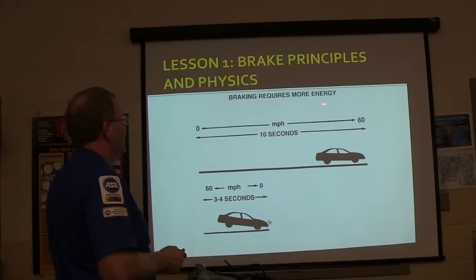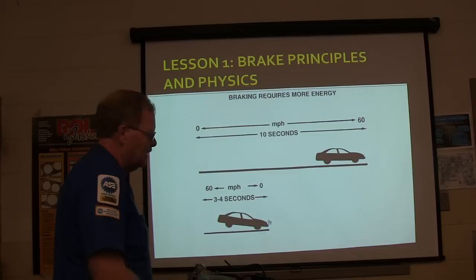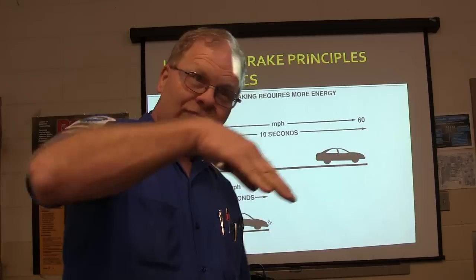So 0 to 60 miles an hour, you got 10 seconds there. In other words, let's say that on average, you're going to take about 10 seconds to get from 0 to 60. From 60 to 0, you got to get there faster, 3 to 4 seconds, like that. And look at what the car is doing. It's going down in the front.